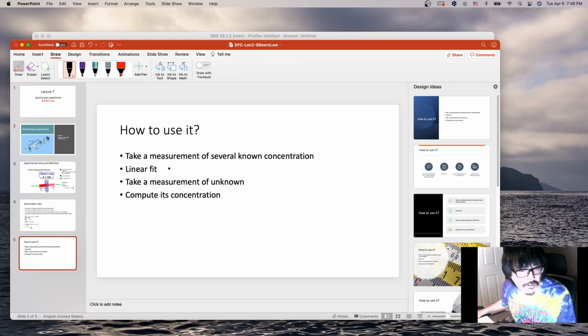And then you're going to do the linear fit. That's just like the other experimental techniques, right? And then take the measurement of the unknown, and then compute its concentration from the linear fit equation that you get from the several known concentrations. That's called standardization, or whatever you called it in an analytical chemistry class. I think that's probably good enough for this one.